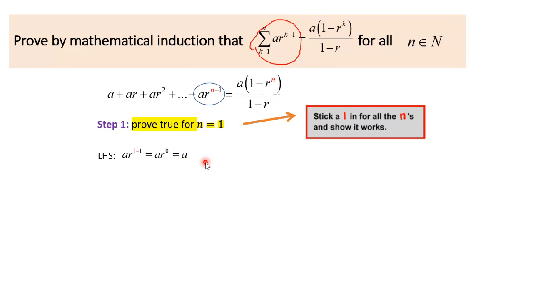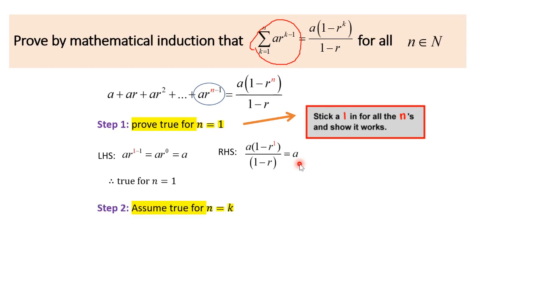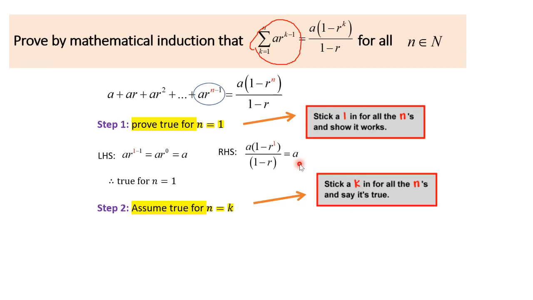All right, then I do the same thing for the right-hand side, and I just put 1 into n's place, and I can see that it holds true for the right-hand side as well, and so therefore true for n equals 1. Right, what was our step 2? Assume true for n equals k. What do we do? We stick a k in n's place. And so in our formula, wherever we see an n, we replace it with a k.